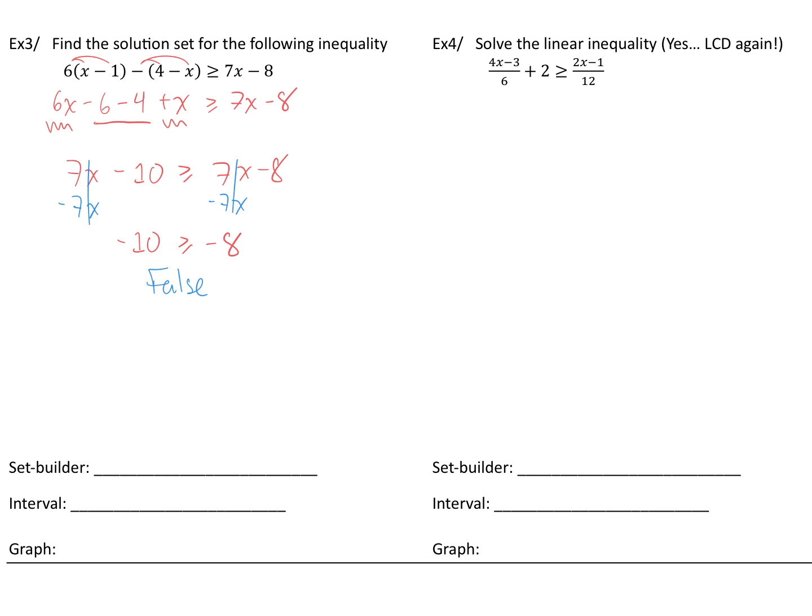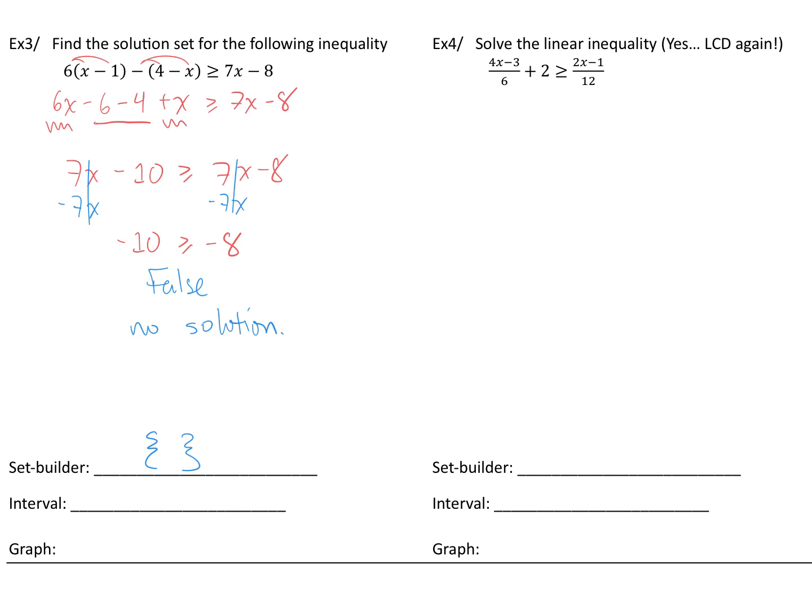And we can draw the same conclusion at this. If what you're looking at after all the variables drop out is false, that means there is no solution. So the no solution set builder is like this. That is called the empty set.